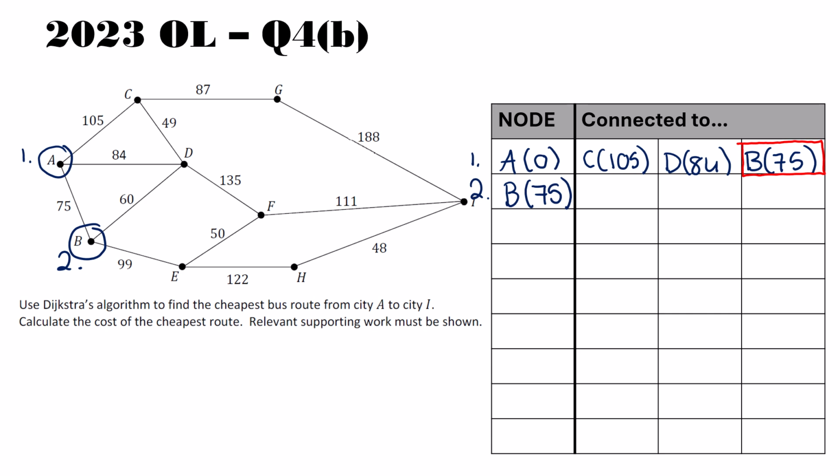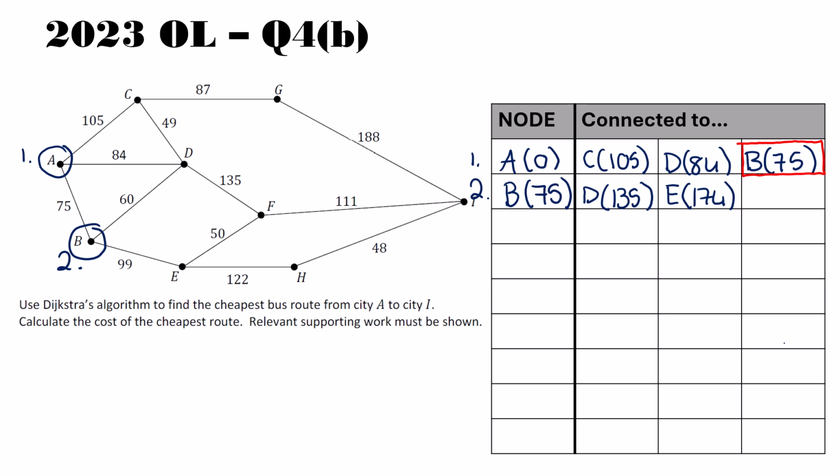Then we look at all the nodes that B is connected to, and there's D. Now B to D is 60, but we already have that 75 there. So we have to keep a total distance, okay? Those brackets show us our total distance. We also have B connected to E, which is 99. That gives us 174, and that's it. B is connected to A, but that A node is already locked in, so we can't revisit it.